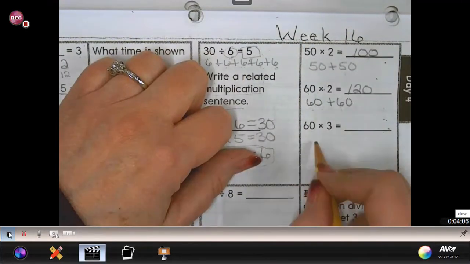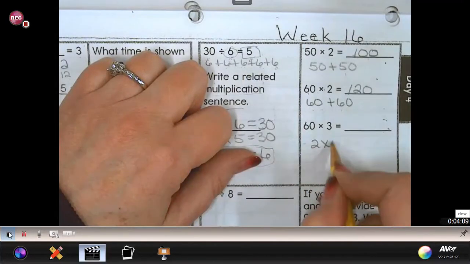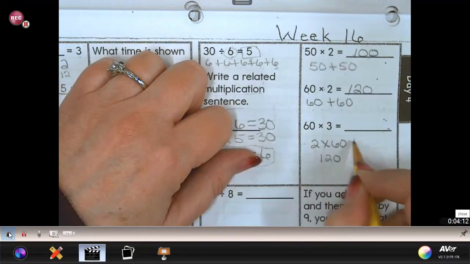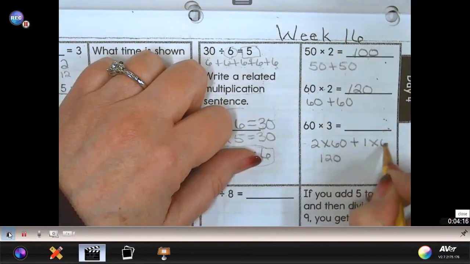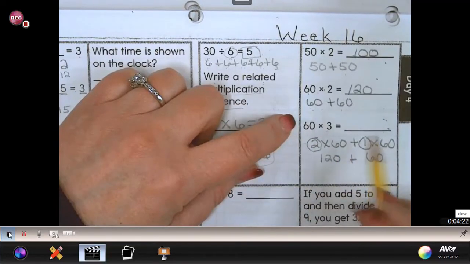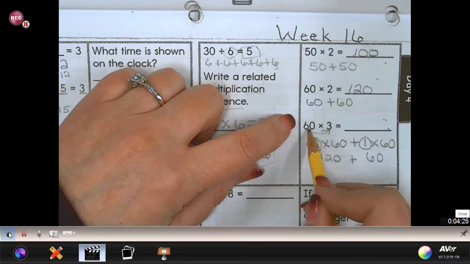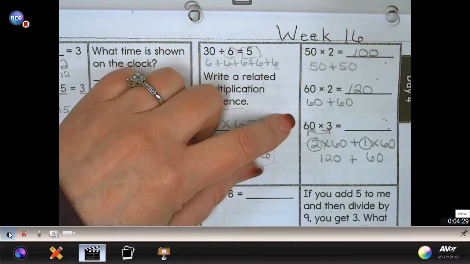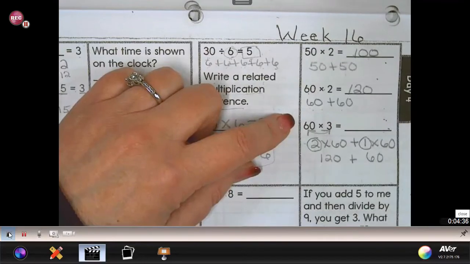And now we could use this 2 groups of 60, which is 120, and we could add that with another group of 60, and now we have 3 groups of 60. And remember, we're just using our commutative property to switch the order of these. I could do 60 groups of 3, but which one's easier to add? 60 groups of 3 or 3 groups of 60? I would much rather add 3 groups of 60.